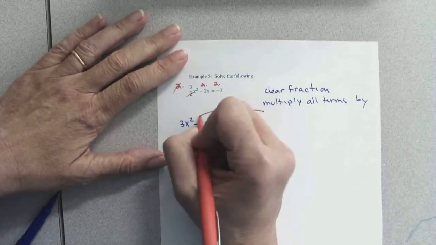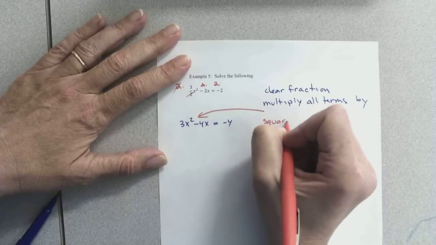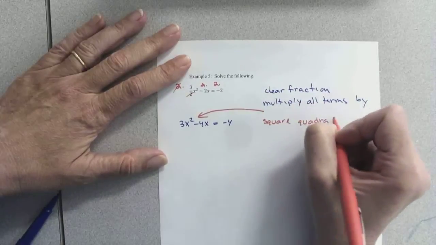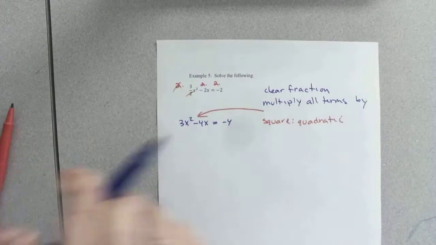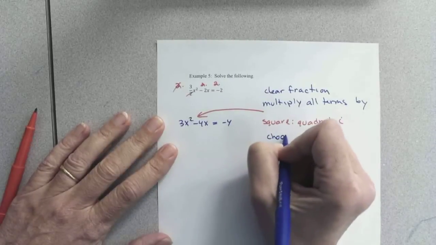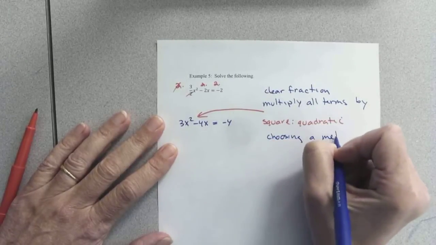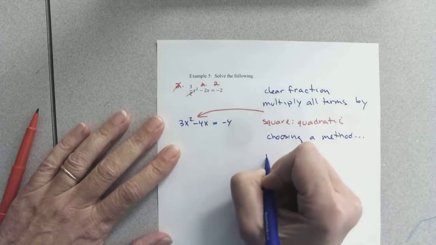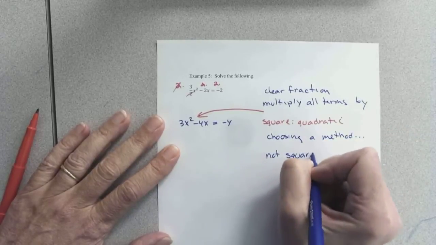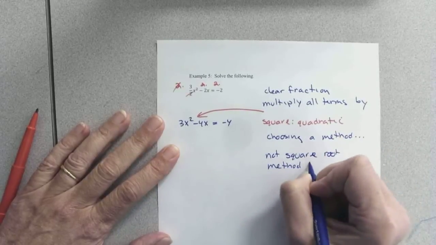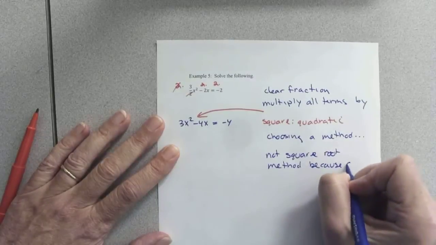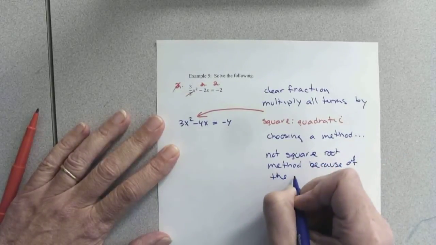Then I look to see what I have. That square makes it a quadratic. Now let's pretend that we are not learning the quadratic formula, that we are just going to choose whatever method works best. Choose a method. Not the square root method, because of the x term.